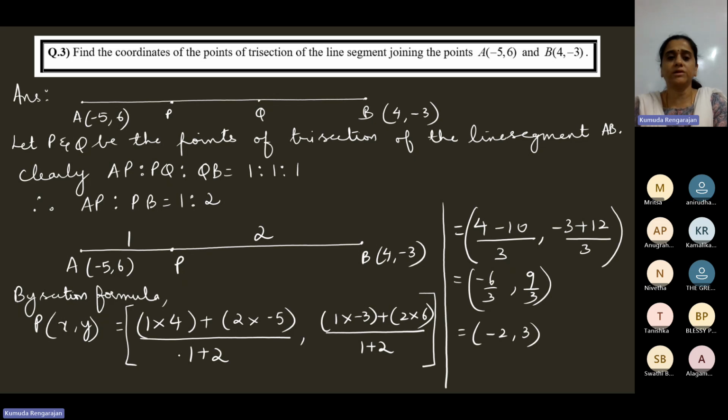So you can find the coordinates of Q using the midpoint formula, because Q is the midpoint of PB. Q divides PB, because PQ is one part and QB is one part. So that means Q is the midpoint of PB. So to find the coordinates of Q, you can use a midpoint formula.